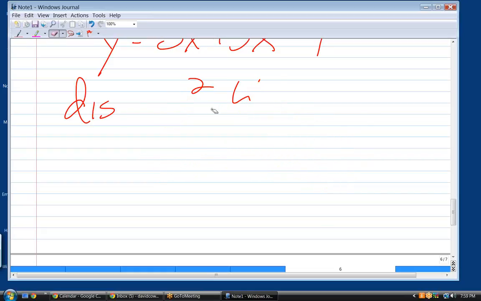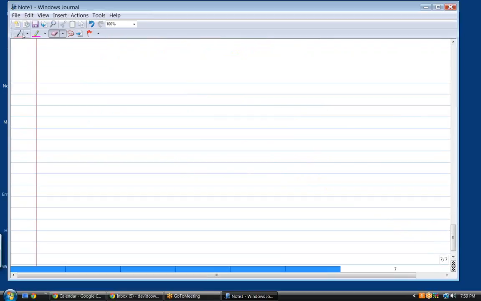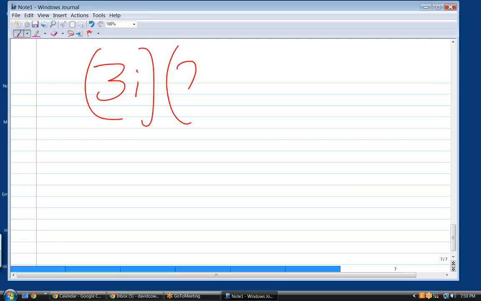All right, what else you got? I have one: it's 3i times 2i in parentheses. And I think I know how to do it, but just to double check since we don't have much time. Okay, so what's the first part of the answer?